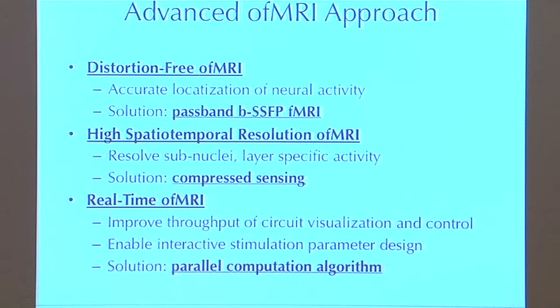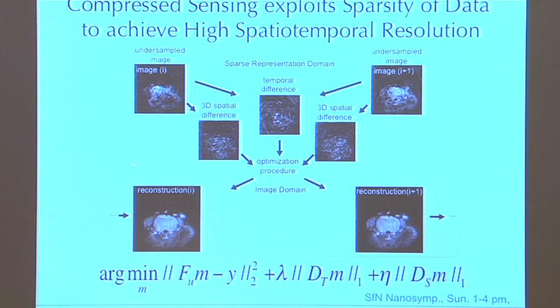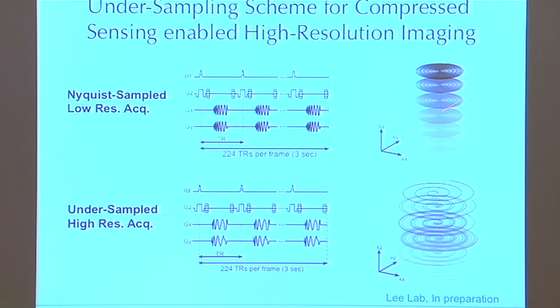And for this compressed sensing approach, we utilize the fact that fMRI is a continuous acquisition of repeated 3D volume acquisition. And so we do sub-Nyquist acquisition and utilize the sparsity of the data in order to reconstruct them. And also to have this sub-Nyquist sampling for MRI, this is a Nyquist sampled low resolution acquisition that we typically use while trying to traverse this frequency domain really fast, while the undersampled high resolution acquisition undersamples the system while covering more of the high spatial frequency components.